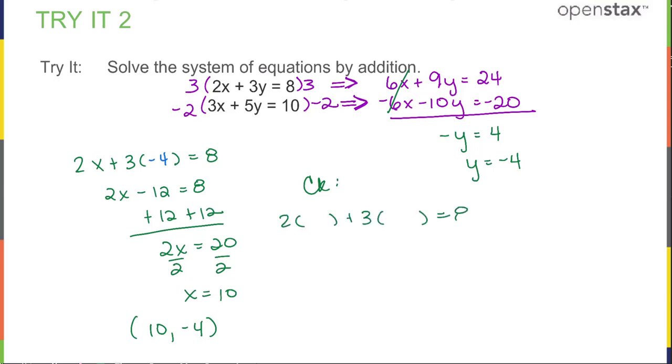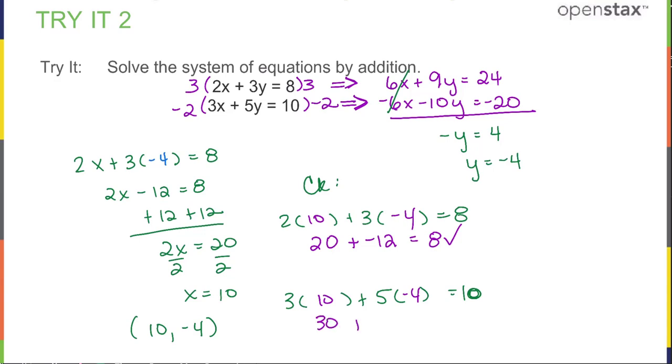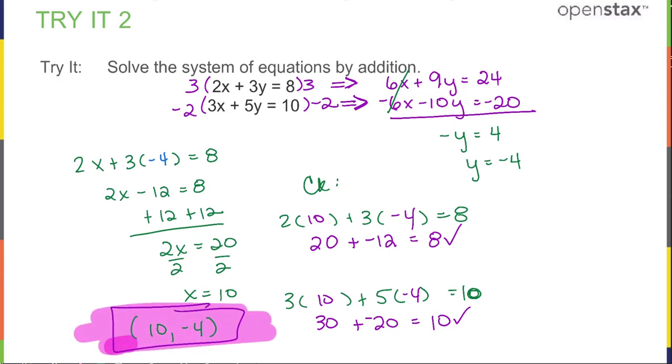So 2x plus 3y should equal 8, and 3x plus 5y should equal 10. And our answers were 10 and negative 4. So 2 times 10 is 20. 3 times negative 4 is negative 12. 20 and negative 12 is 8. That works. 3 times 10 is 30. 5 times negative 4 is negative 20. When you add those together, that does become 10. So it looks like this is our answer.